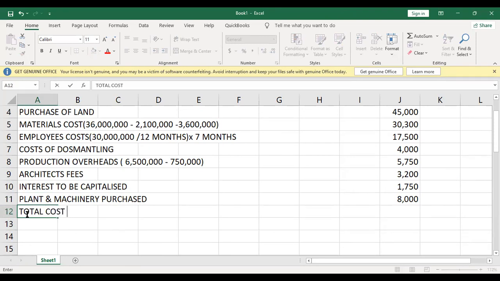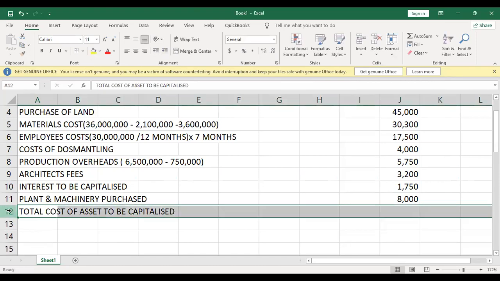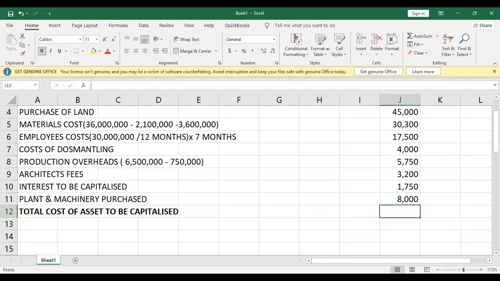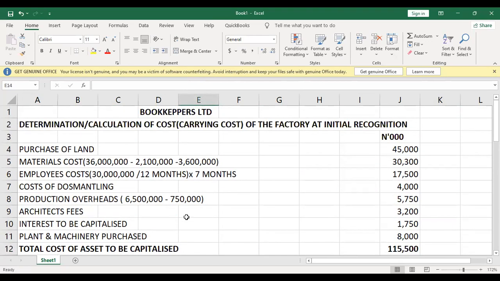Hello, sir. Yes, I'm okay. Okay, sir. So please, what's the total? 115,500. 115,500. Okay. So this is the total cost of the assets to be capitalized.